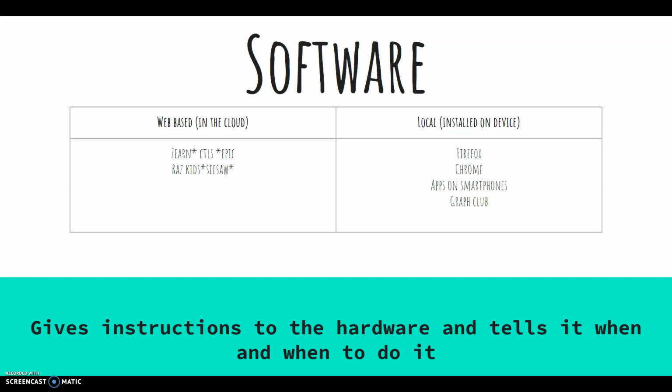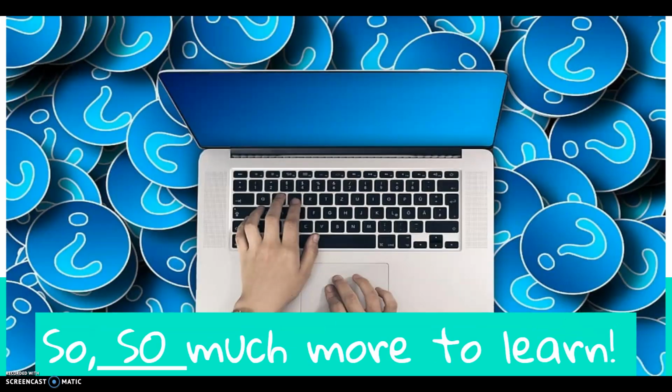You know how at school when you go to the software center, we are installing software on our computer so that we can use those programs. And the web-based software, that's what we're mostly using during this time that we are learning from home. But software gives instructions to the hardware, and it tells it when and what to do. So you need both in order for a computer to run correctly.